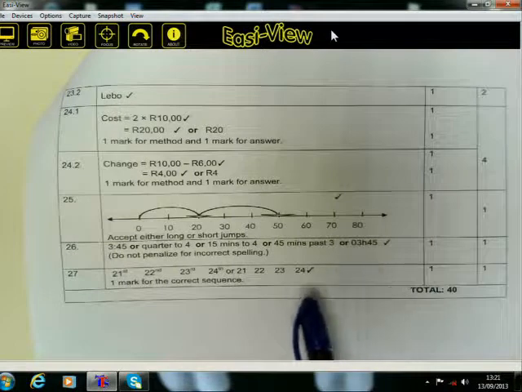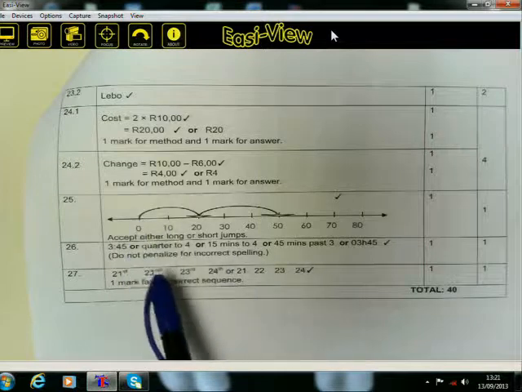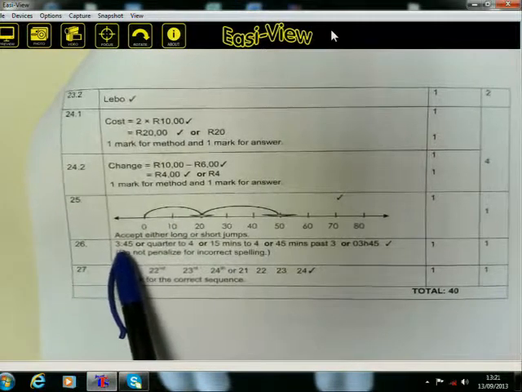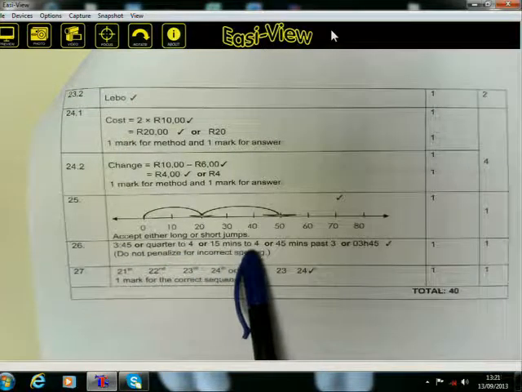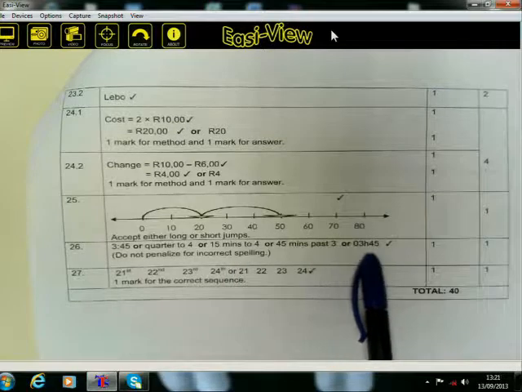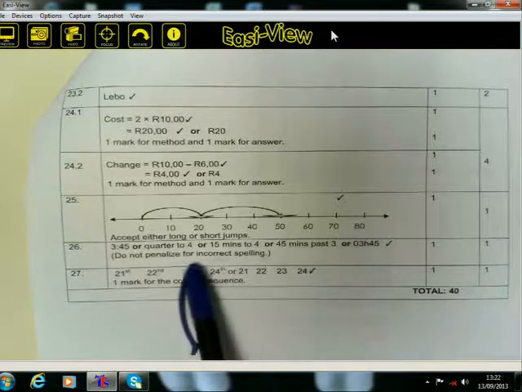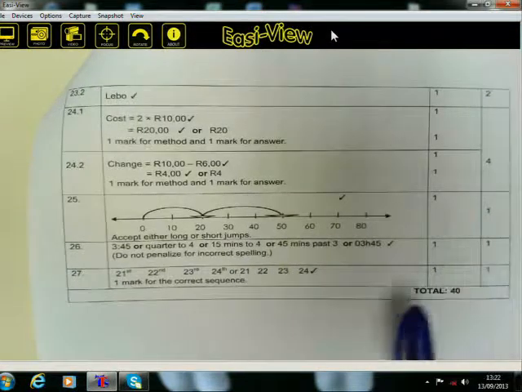Question 26, complete the sentence below. The time on the analog clock reads 3:45, or 15 minutes to 4, or 45 minutes past 3, or also written in that way. Do not penalize for incorrect spelling. We will allocate 1 mark there.